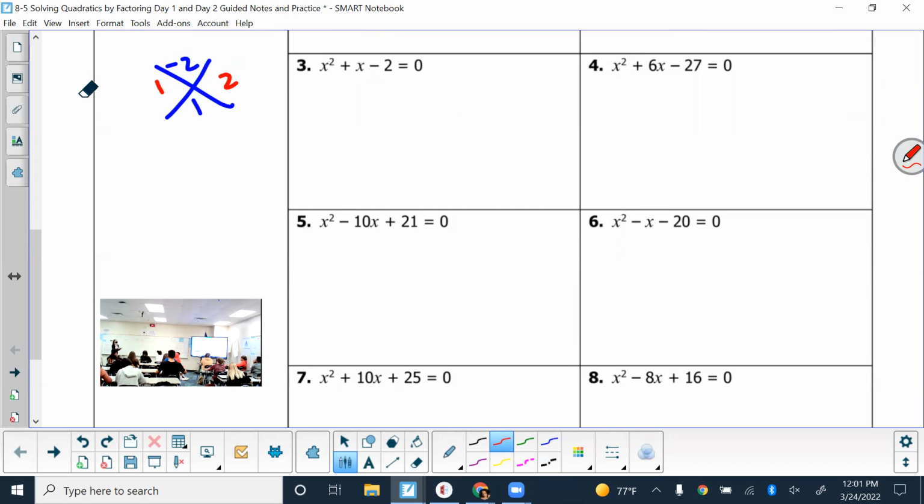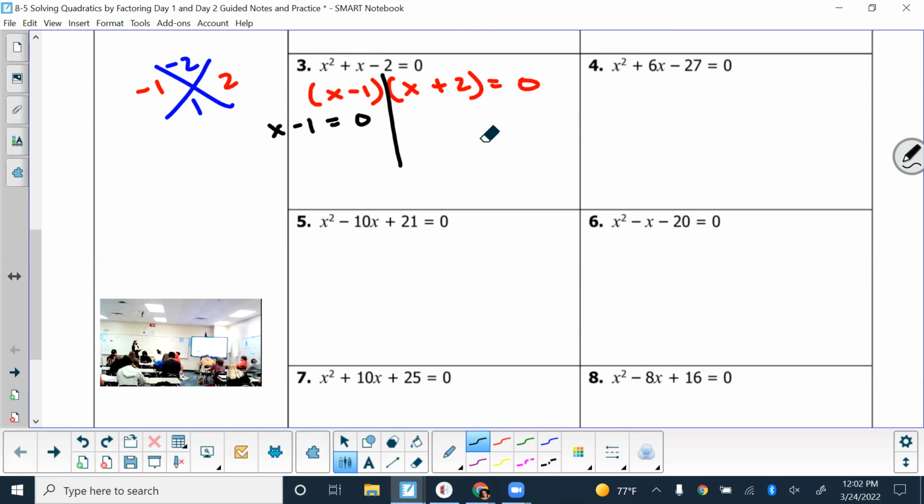Which one would have to be negative? 1. Good. Question. Here's what we have so far. x minus 1 and x plus 2 equal to 0. Step 3 is to set each factor equal to 0. Factors are things that you multiply together. So that parentheses being multiplied by the other one. So set them both equal to 0 and solve them separately for x.